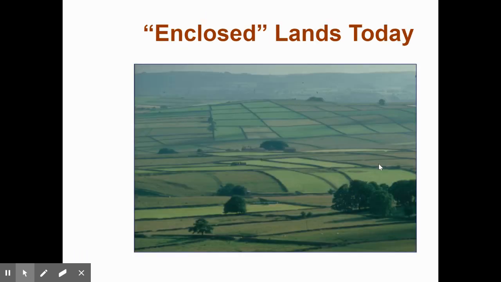This is a picture of some lands in England today. The patchwork shows lands that had been once enclosed, and it's very pretty now, but it affected the economy tremendously.